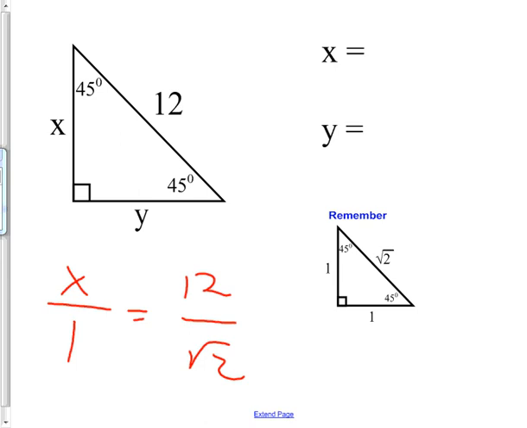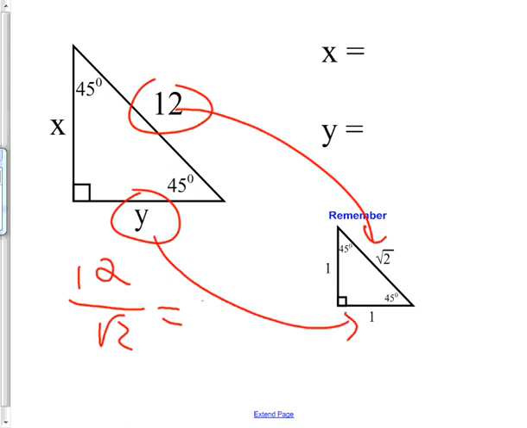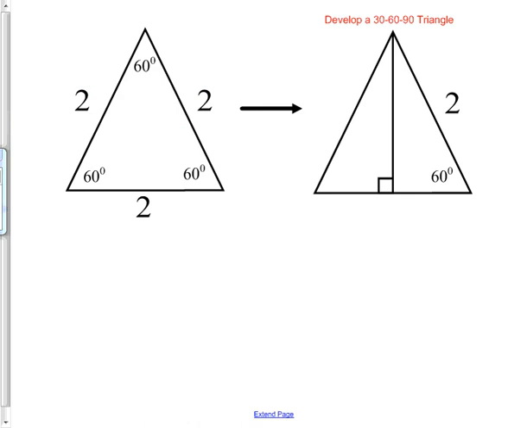Let's set up a proportion just like that for y. So I'm going to start with 12 this time, just because I like starting with 12. 12 over root 2. I like to start with the ones that are normal numbers, and then get into the variables later. Equals, if this is to this, I've got to stay the same direction. That is to that. Okay? Cross multiply to solve.